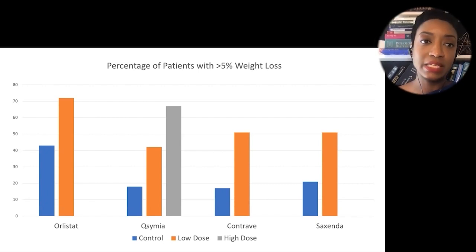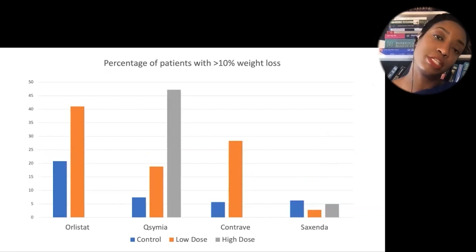What we see is orlistat gets a lot of patients to at least 5%. I've got to say, I don't see that typically in practice because you have to be on a high fat diet for that to work really well. But with Qsymia, you'll see the high dose, we got about 68% of patients that achieved 5% total body weight loss. Contrave over 50%, and Saxenda over 50% as well.